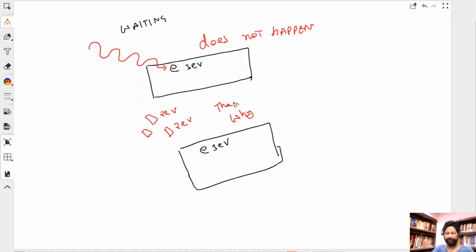That is why it does not happen. We are able to explain this observation that you keep throwing the light for whatever amount of time. If it doesn't happen instantaneously, it should not happen after a long time also.